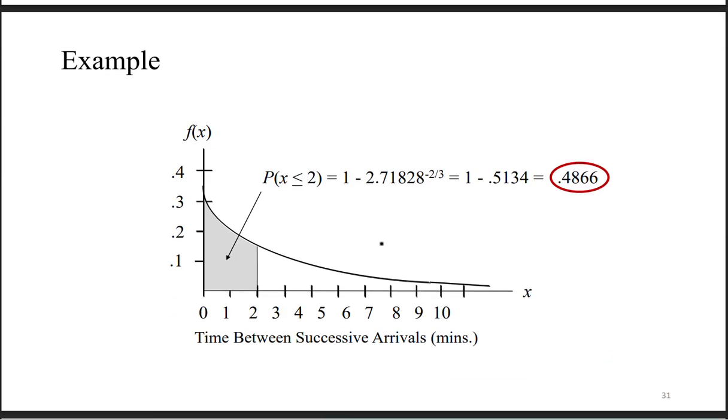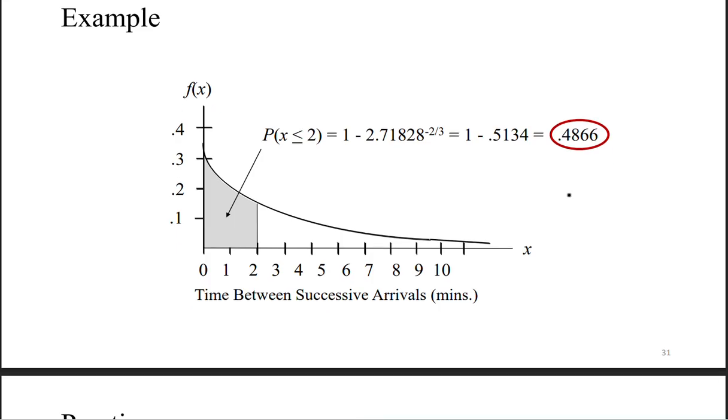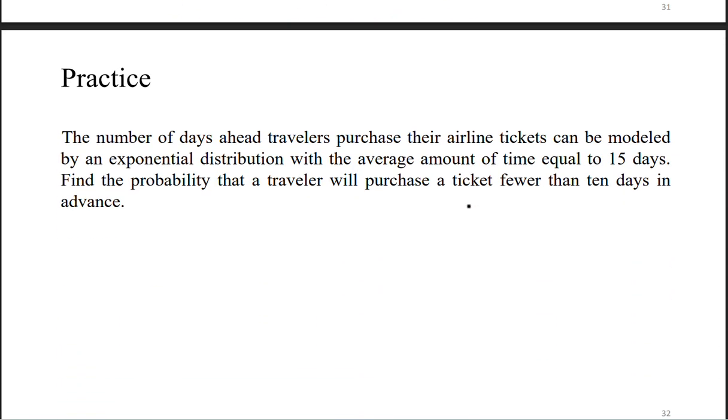How do I do that? When I find 2.71828 to the power of negative 2 over 3, it gives me 0.5134. I subtract that from 1, and this is the probability I'm looking at: 0.4866. So there is a 48.66% chance that the time between two arrivals at an average of 3 will be less than 2.